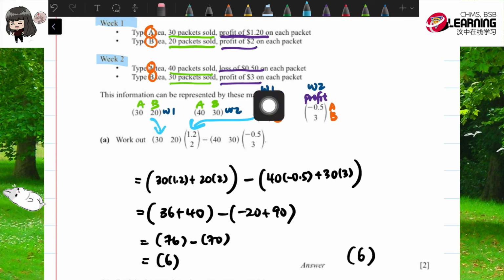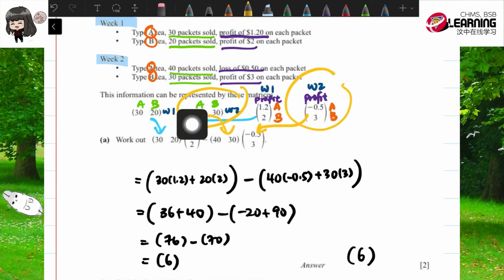When you see these two, they are week 1. And look at this, 40, 30, and negative 0.5 and 3. So these two are coming from week 2, right? 40, 30, week 2, and we times with the profit or earning from type A and B in week 2, right? And this earning, we don't know whether it's a profit or loss because this one has negative 0.5, but the one at the bottom is a profit because it's $3, right? So this one is the total earning in week 2, okay?